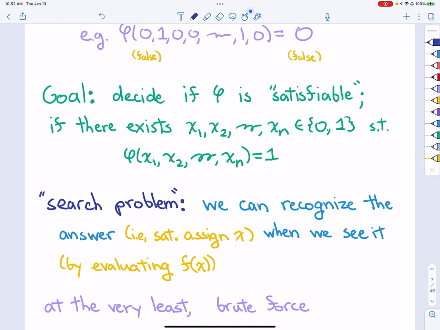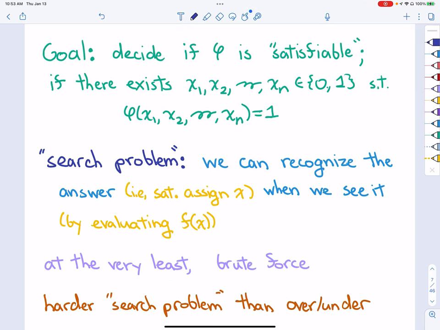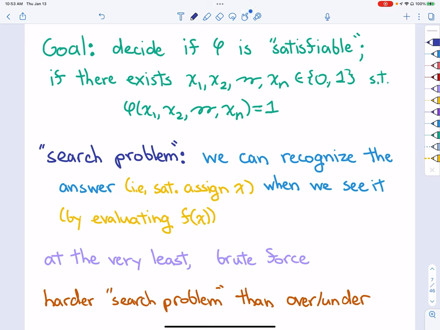So that means that we have at least one not very clever algorithm at our disposal, which is that we can always brute force. I can guess all combinations and for each verify the answer. Not all problems are like this, but this one is. So at least brute force is at our disposal. That's a start. And so the next question then is, of course, can we do better? And it does seem a little bit harder than the over-under game.